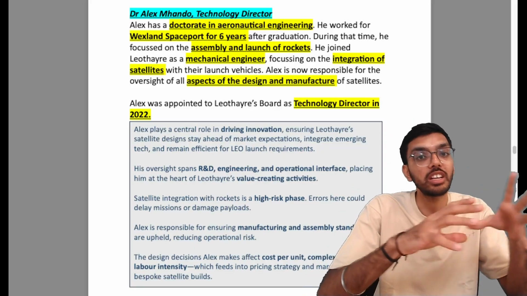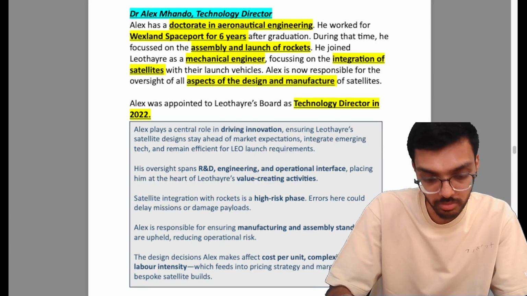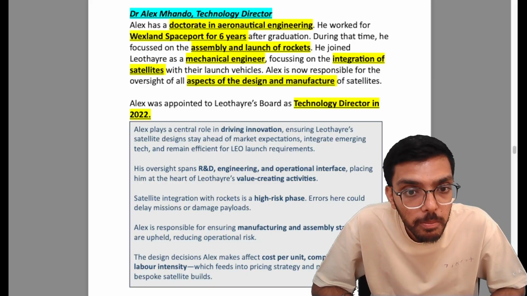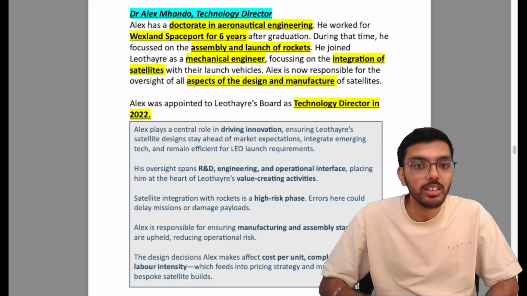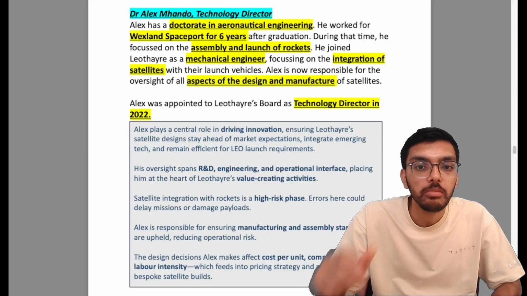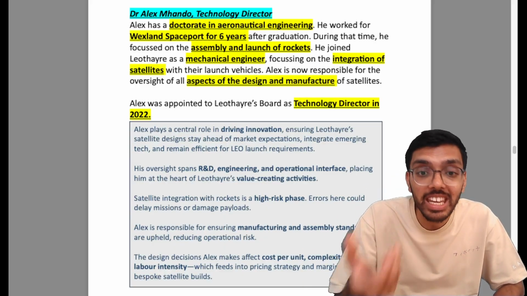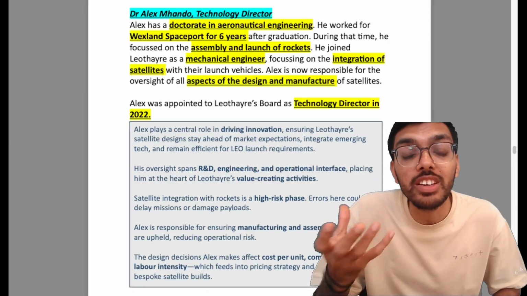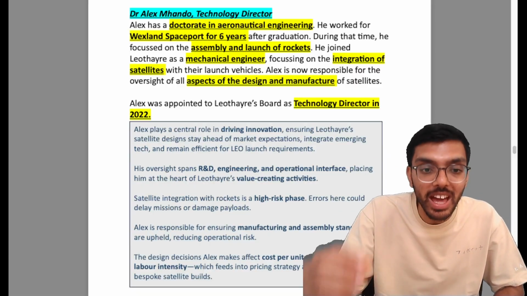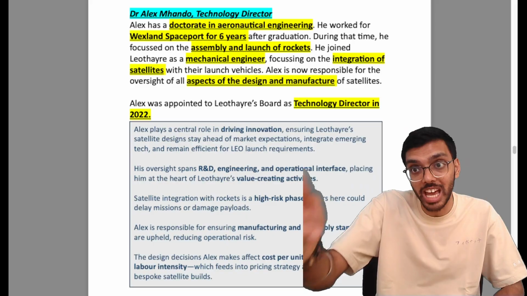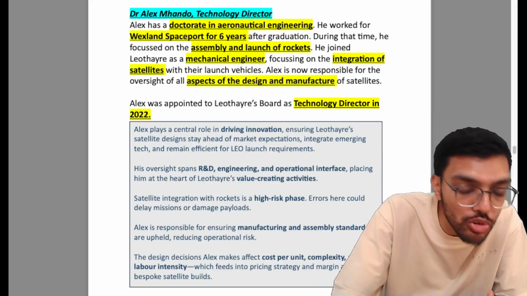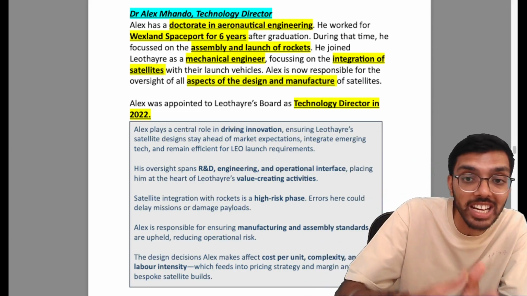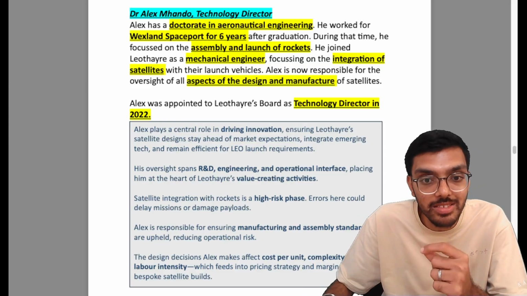Because if you don't see innovation in the design and the manufacture, then naturally your product will not be innovative. So his oversight spans R&D, engineering, operational interface. All of these are very clear value creating activities for us. And this is also a very high risk phase. So it's going to be very important for the CEO, or rather the chairman in this case, to set strong risk management controls so that nothing goes wrong in the design and manufacture stage of satellites.